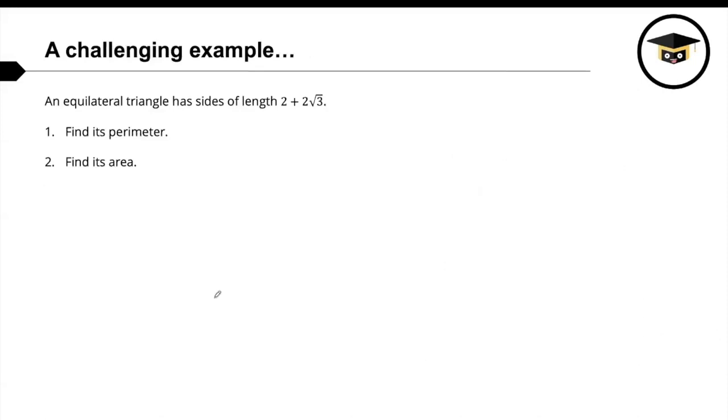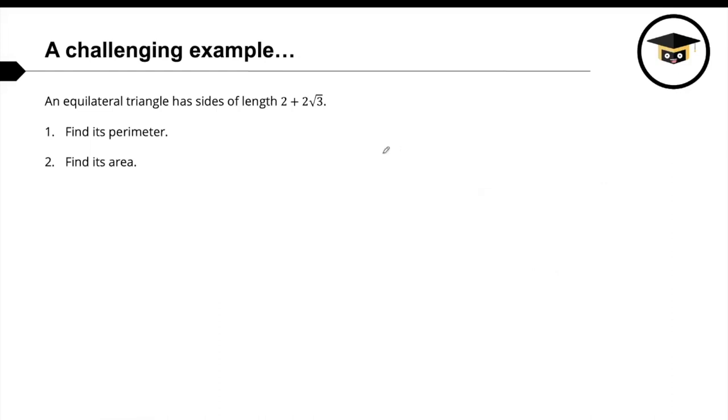And finally, the last example for this video. An equilateral triangle has sides of length 2 plus 2 root 3. Question 1, find its perimeter, and question 2, find its area. Pause the video and have a go, and then let's go through it.